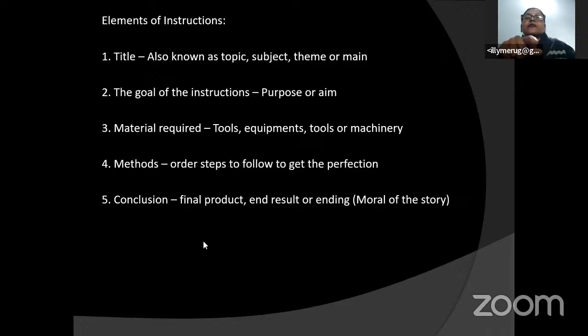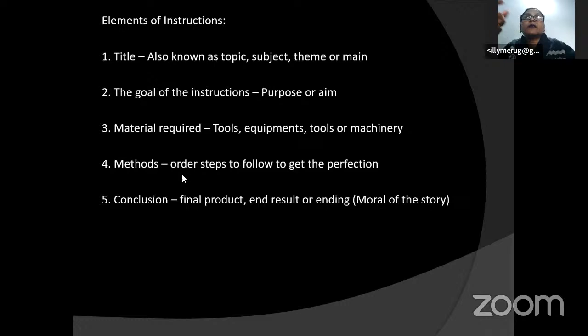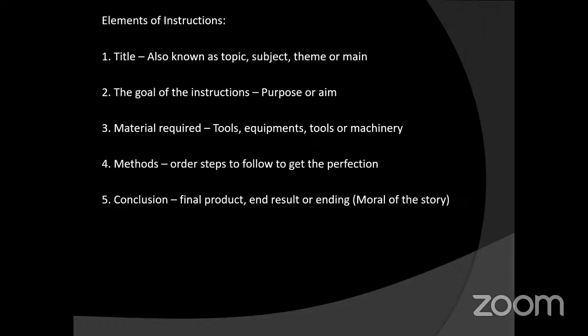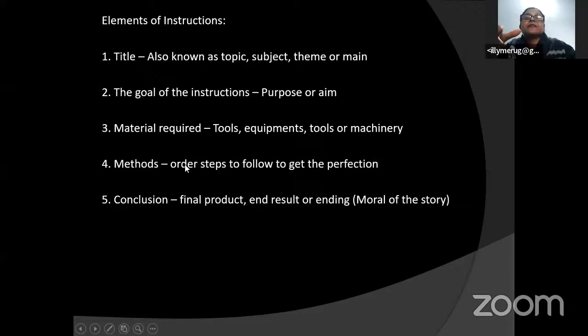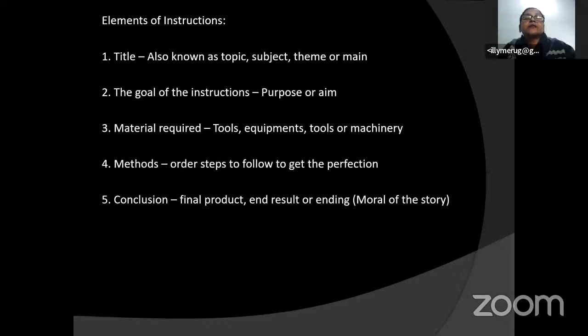So next element is the goal of the instructions. The goal of the instruction is the purpose or aim of the title. What is the aim of the title? Celebrating birthday. Okay. So purpose becomes celebration of the birthday. Clear? Yes. Okay. So material required here is the cake, tools, balloons, decoration, food items, whatever that becomes material required. Required material is one of the tools here. Methods. We'll see methods.